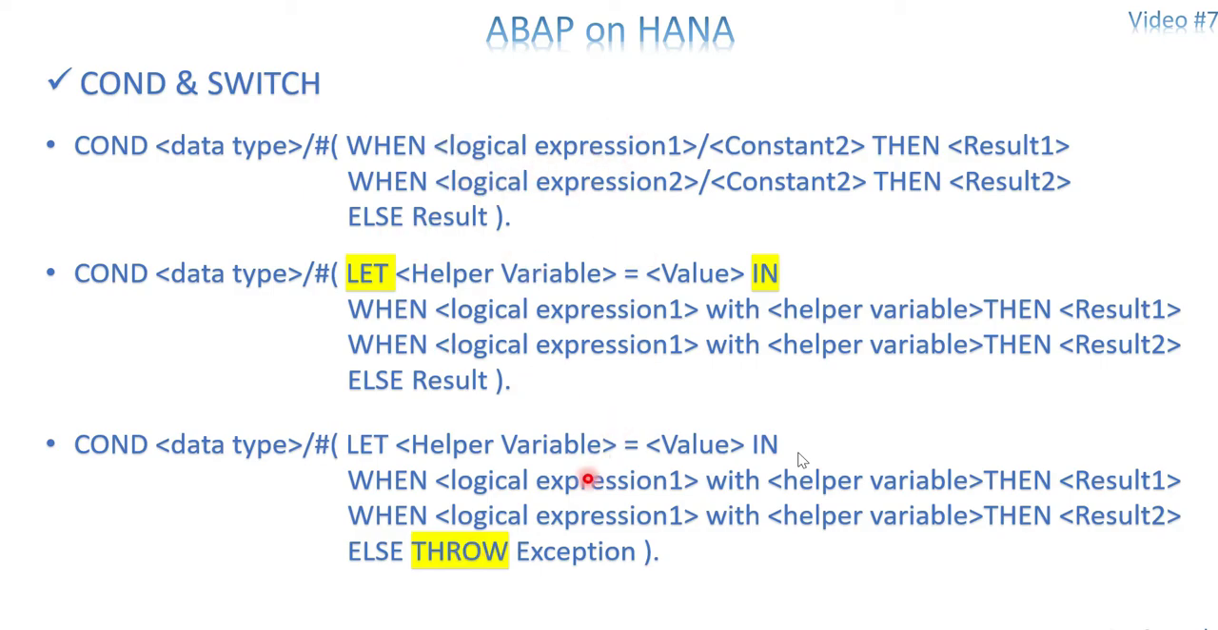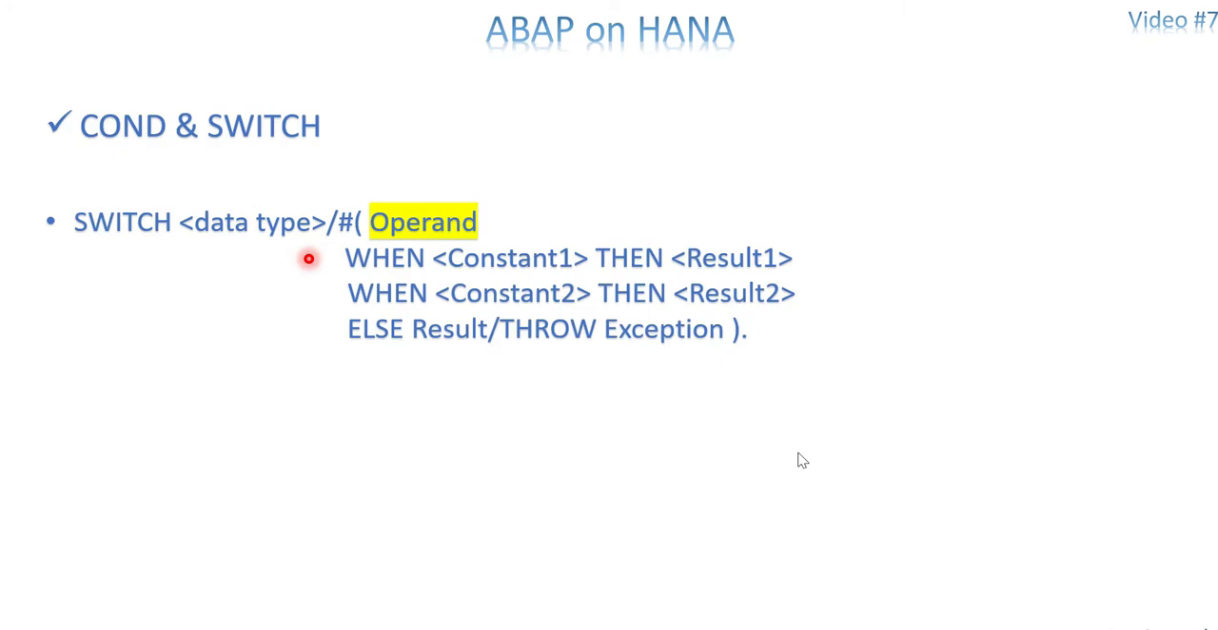Any of these three syntaxes, wherever you want, you can create an exception or throw an exception from your condition operator. The switch is almost the same. The only difference is it needs an operand before your when statement. So switch, same data type or hash symbol, then parentheses, then you can use the operator, operand, and then the value of the operand, which should be constant.